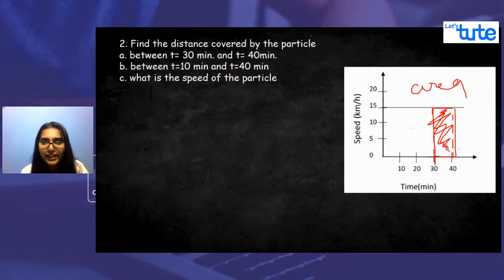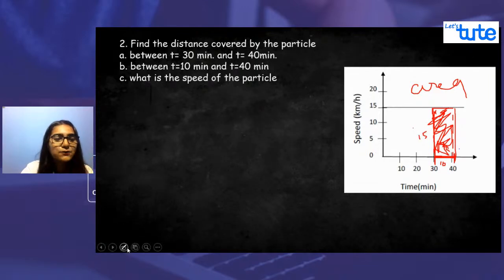Malika is saying it's 15 into 10. Let's see if it is 15 into 10. If you want to find out the area, this acts like a rectangle. If it is acting like a rectangle, the length is 15. The breadth, look at the breadth. Breadth is this distance. That is 40 minus 30. So 40 minus 30 is 10. And this is 15. Malika, you are absolutely correct.